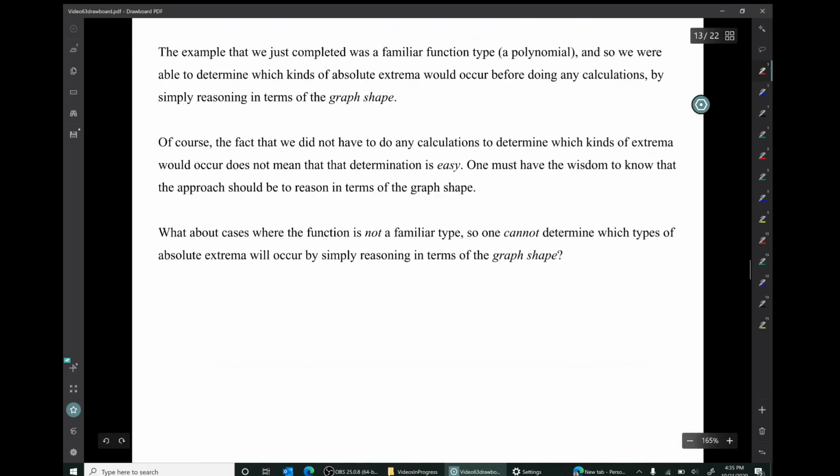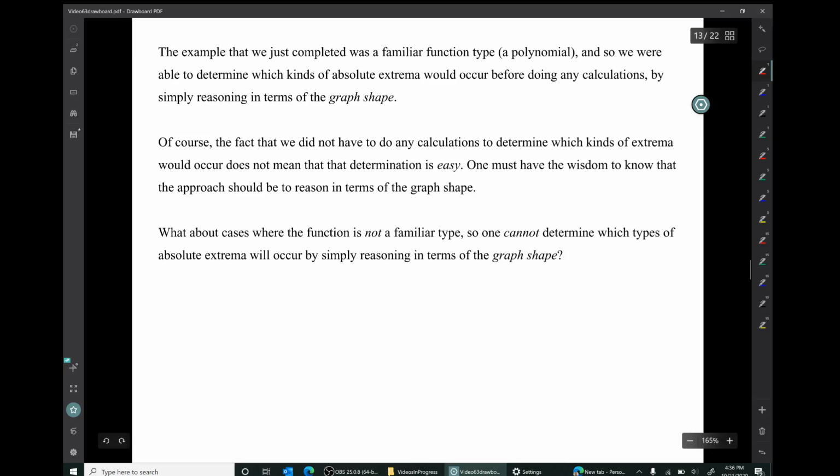Let's go on. Now, in that example, we had a familiar function type, a polynomial, and we were able to determine which kinds of absolute extrema would occur just by reasoning about the shape of the graph. Now, of course, the fact that we didn't have to do any calculations to determine which kinds of extrema would occur doesn't mean that that determination was easy. We had to know that the approach should be to think about the graph shape.